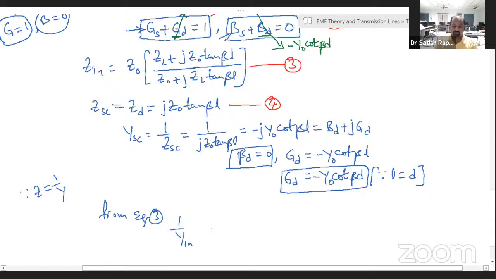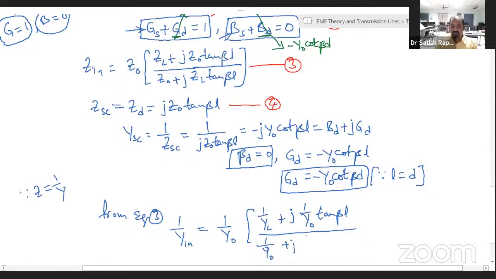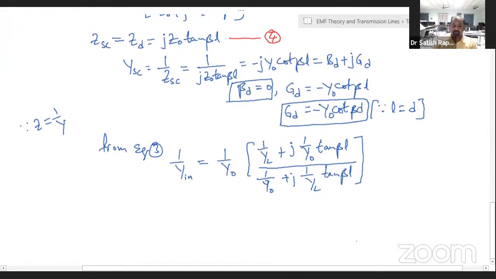Conductance and susceptance. So in terms of admittance, 1 by Y in is equal to (1 by Y naught)(1 by YL plus j 1 by Y naught tan beta L) divided by (1 by Y naught plus j 1 by YL tan beta L), right? So equation 3 is written in terms of admittance.